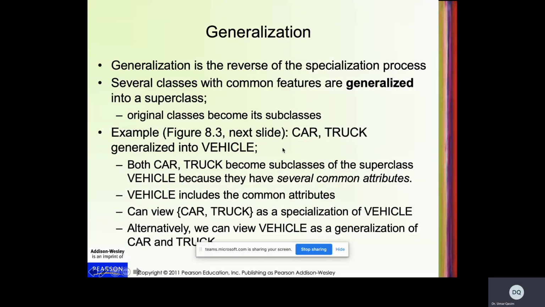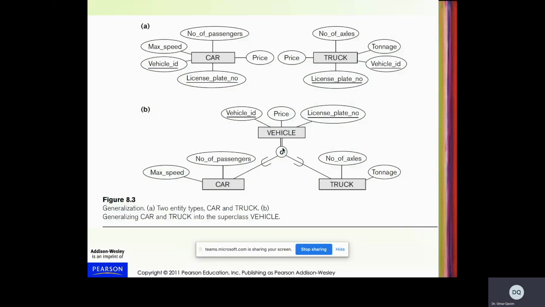So let's look at this. If you see, car has a price, car has a license plate number, car has a vehicle ID, car has maximum speed. With truck, it is more associated with the number of axles. Speed doesn't matter in the case of truck; people are not as concerned about it. They are concerned about tonnage, how much weight capacity the truck can hold, vehicle ID, and price. Now these three things, price, vehicle ID, and license plate number, are common in both car and truck.